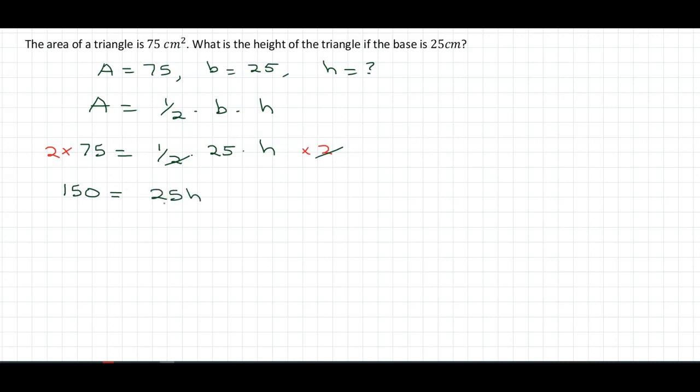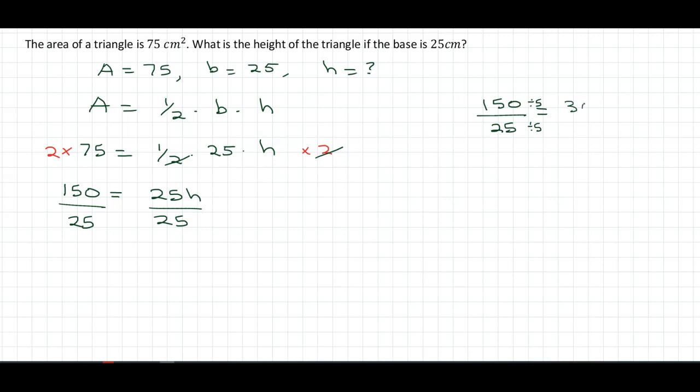25h. Now we need to isolate the height, so we're going to divide by the coefficient or the number to the left of the variable. So we divide by 25 on both sides, divide by 25, and you can do several things here. Let me show you one way I deal with this type of fractions. 150 divided by 25. This is going to be divisible by 5, so I'm going to divide by 5. Divide by 5 on both sides.